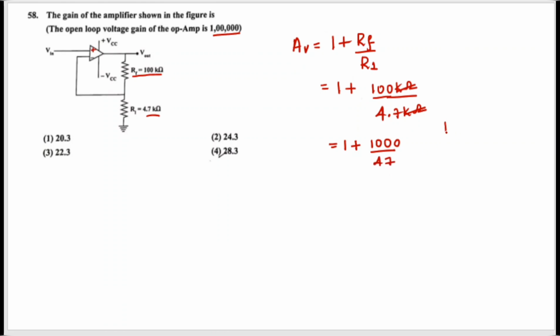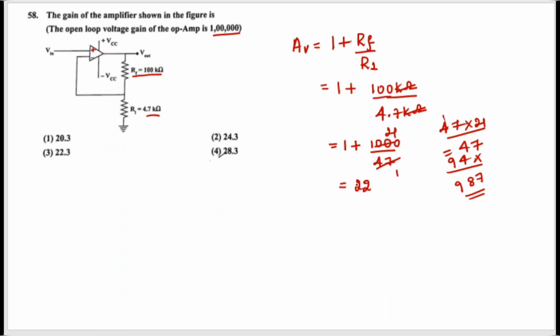Now 47 into 21, if I do this, 7 ones are 7, 4 ones are 4, 7 twos are 14, and 4 twos are 8, so it will be 987. So somewhat it is nearly equal to 1000. I'm doing the approximation. Why? Because in the exam, they are not going to give any calculators to us. So nearly I'm taking it as 21. So 21 plus 1 will be equal to 22.